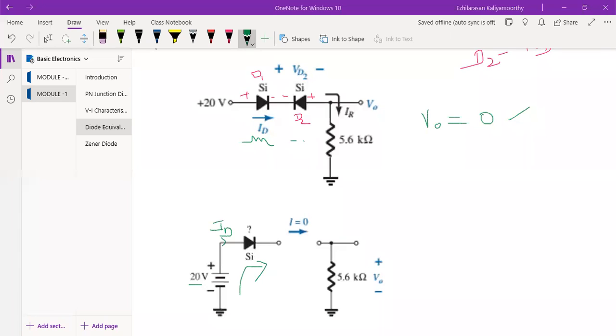Next, what will you do? So simple, what we'll do? Let us draw a little bit more of an equivalent diagram here. Let us draw. That is the equivalent of this because this is a diode, right? So what I will do is replace the diagram.